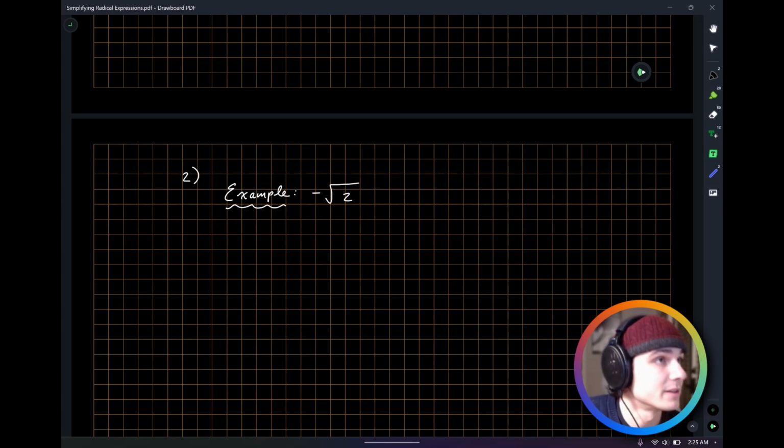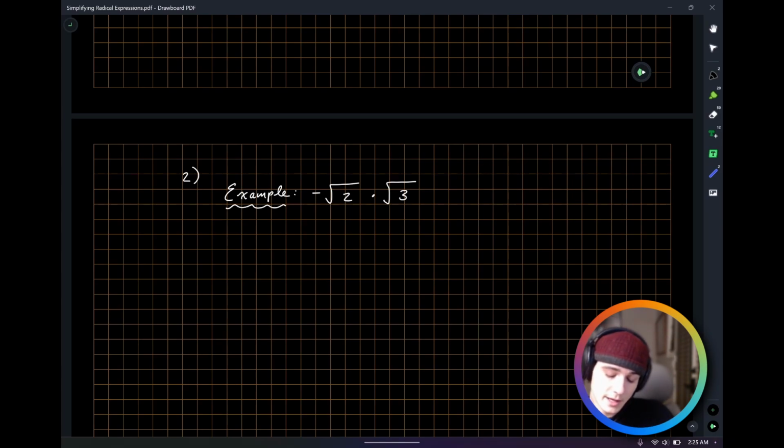I'm sort of in a dream state, but we're not getting imaginary tonight. All right, nothing negative under the square root symbol. That would just be too chaotic.